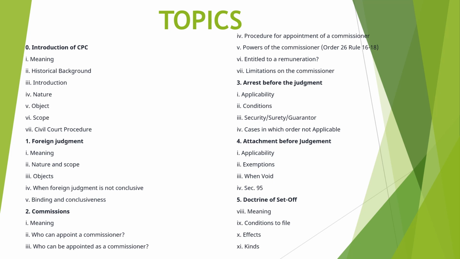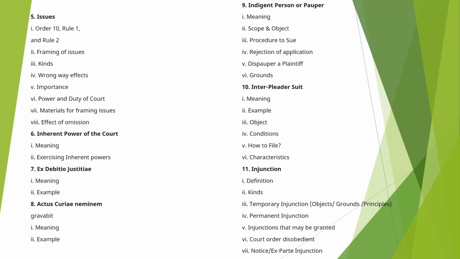Other topic is attachment before judgment, in which we will read applicability, exemptions, when it is void, Section 95. Other topic is doctrine of set-off. What is the meaning of the doctrine of set-off? Conditions to file, effects, kinds. Then other topic is issues, Order 10, Rule 1 and Rule 2. We will discuss the same. Other subtopic is framing of issues, kinds of issues, wrong way effects, importance, power and duties of court, materials for framing issues, effect of omission.